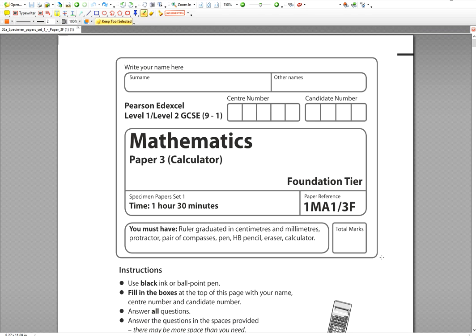We're having a look at another exam paper, Mathematics Paper 3 Calculator, Foundation Test. This is on the new 2017, first time. These are like specimen papers, for all the new syllabus, the grades 9 to 1. Here we go, let's get started.